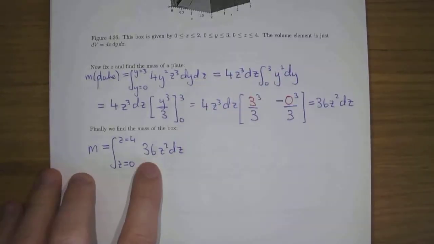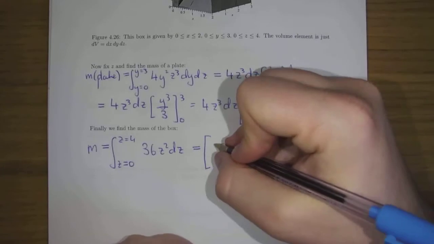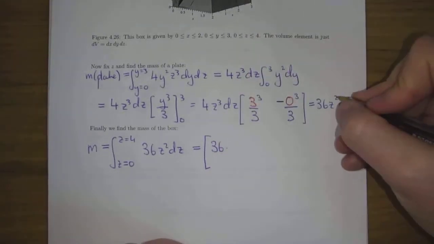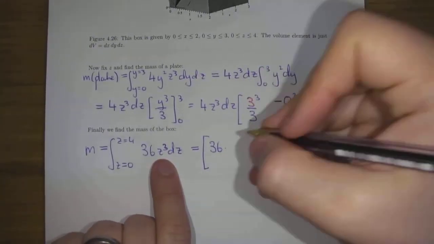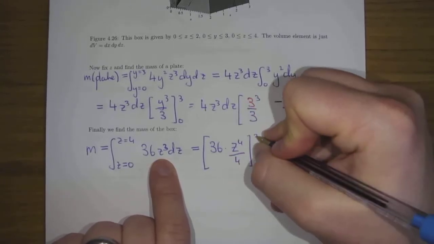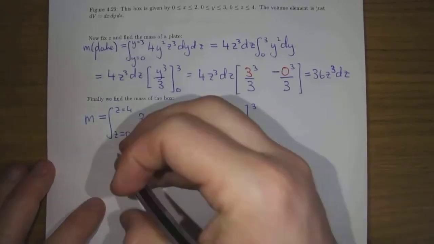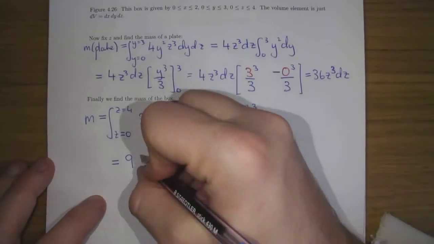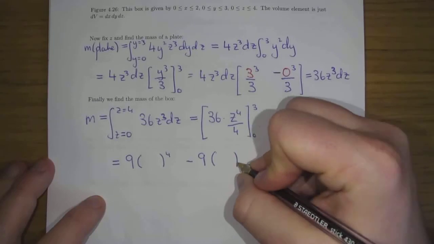Now you can take out the 36 as a constant here, but you can just fix it as a constant in the antiderivative instead. Fix the 36, and it was z cubed, wasn't it? Sorry, my bad. Z cubed. So the antiderivative of z cubed is z to the 4 over 4. And go from 0 to 3, and it's now 36 divided by 4 is 9. So it'll be 9, substitute top limit, 3 to the 4, minus 9, substitute bottom limit, 0 to the 4.